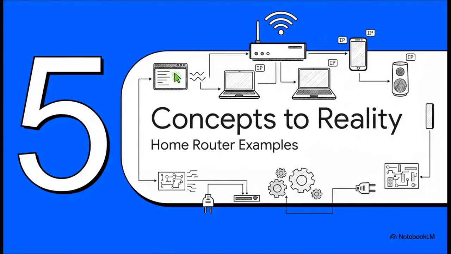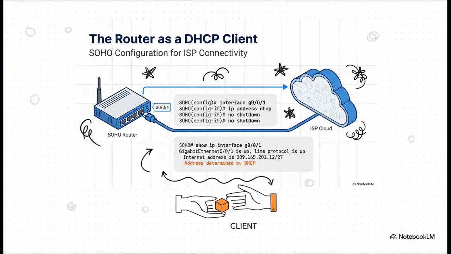Now, let's connect all these command line concepts to the hardware you probably have sitting in your own home right now. It's kind of funny to see the roles reverse here. Your home router, which acts as a DHCP server for all your laptops and phones, is also a DHCP client on its other side. It has to go out and ask your internet service provider for its own public IP address. On a Cisco router, the command for this is super simple. Just IP address DHCP on the outside interface.